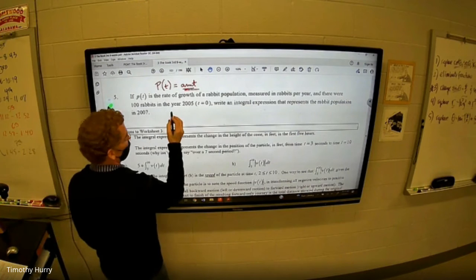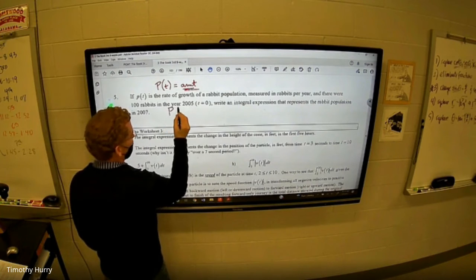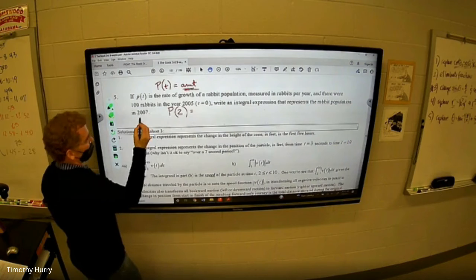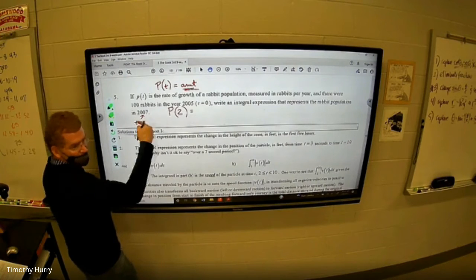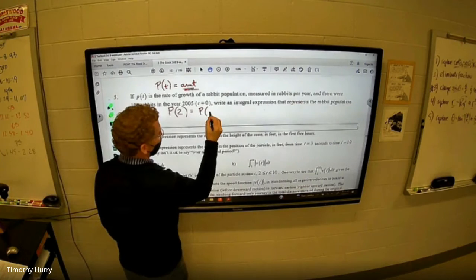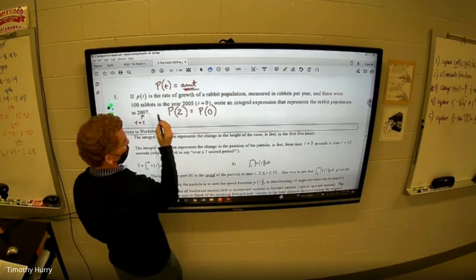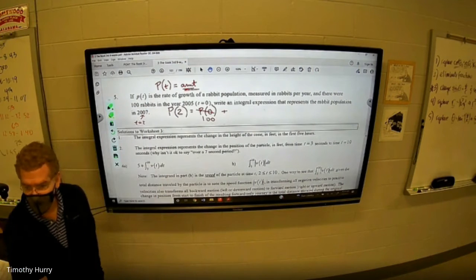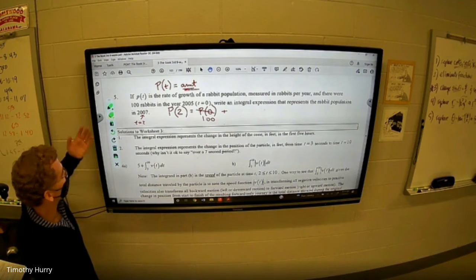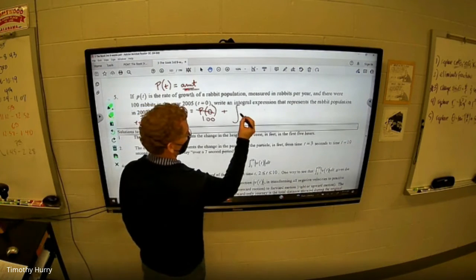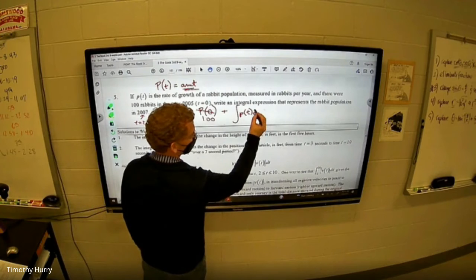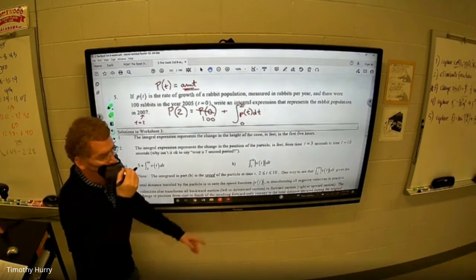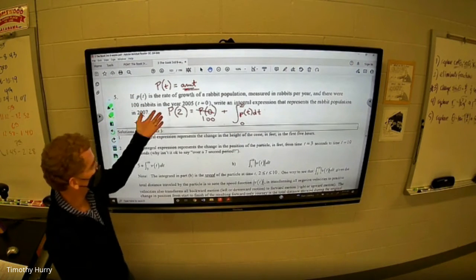But bottom line, I'm saying, okay, I want to know what is my amount in year 2. Well, the amount in year 2, which is kind of like T equals 2, right? Two years later, is the amount in year 0, which happens to be 100, plus what? How much the population changed. Well, if I integrate a rate of population, little p, from 0 to 2, I get the change in the population, add it to the initial population, and I get the final population.